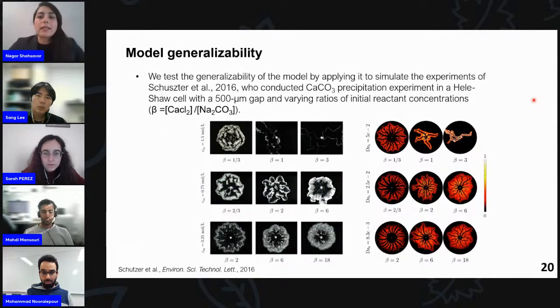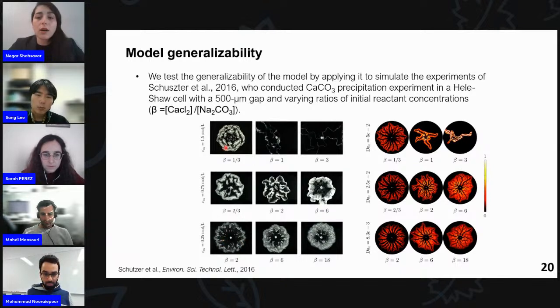So we wanted to test our model beyond the set of experiments we have performed. So specifically, we used our model to simulate the experiments conducted by Schutzer et al. They conducted a calcium carbonate precipitation in a helical cell with a much larger gap thickness, in this case 500 microns. And they had different initial concentrations of reactants.